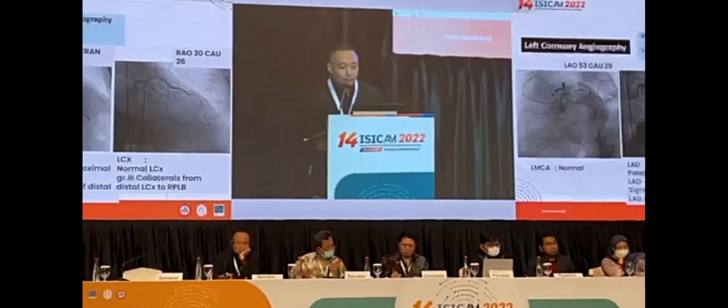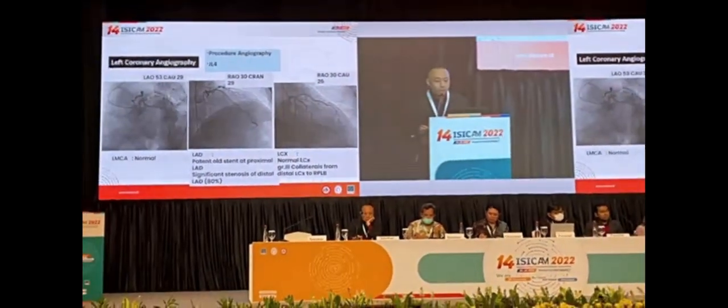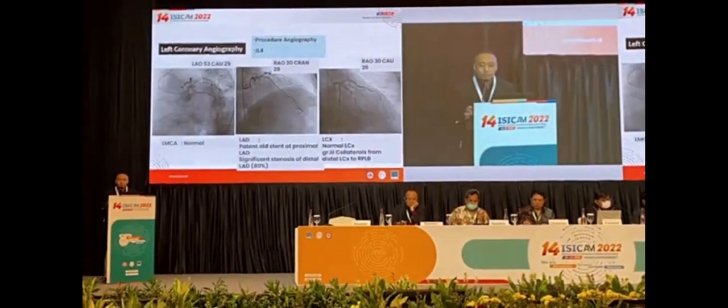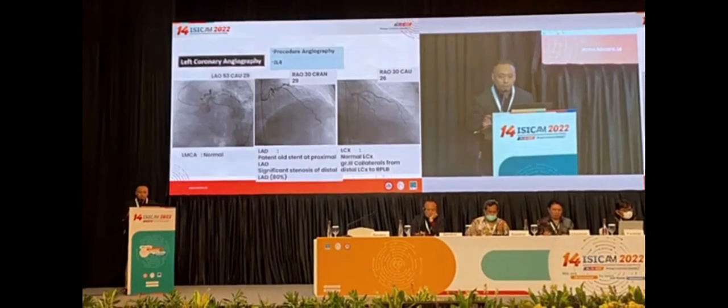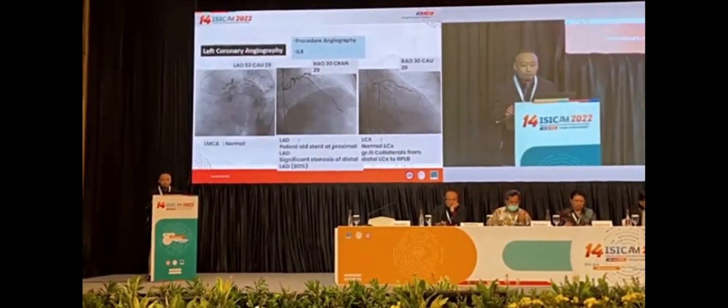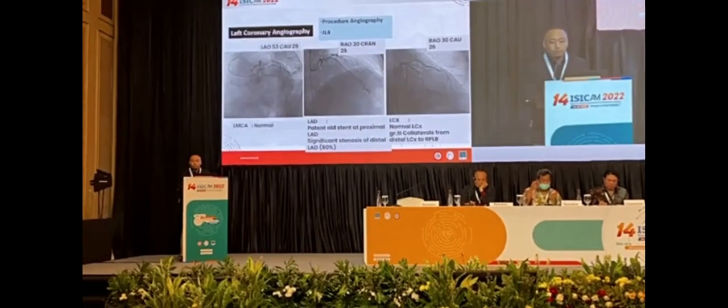Here, the left coronary angiography. The left coronary angiography revealed a normal left main. There is a patent old stent at the proximal of the LAD and a significant 80% stenosis at this time. The circumflex artery was also normal, providing grade 3 collaterals to the RPLB.